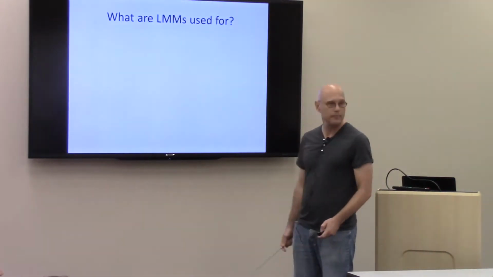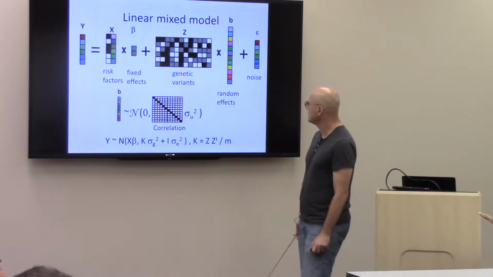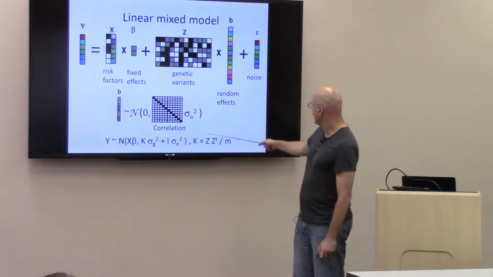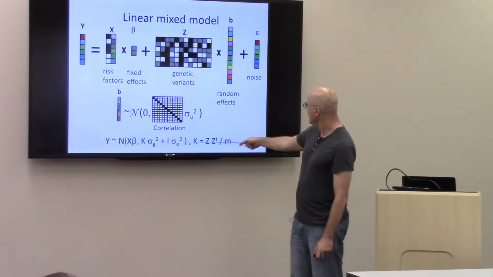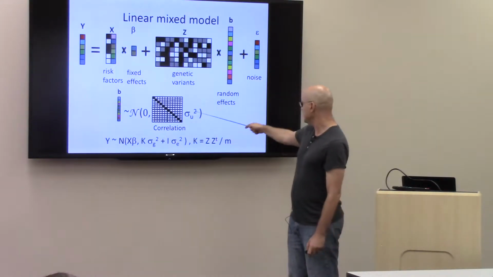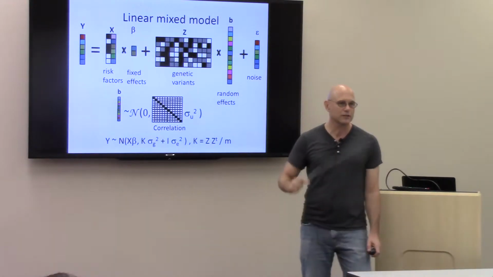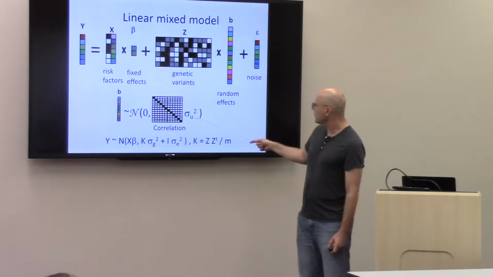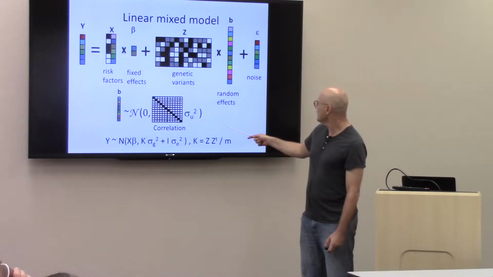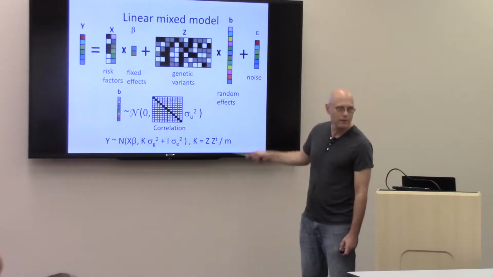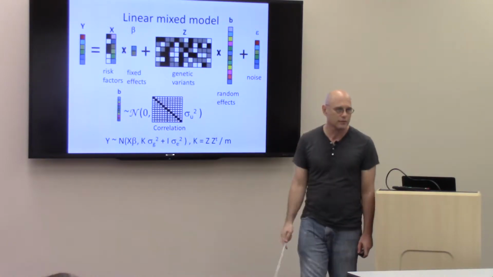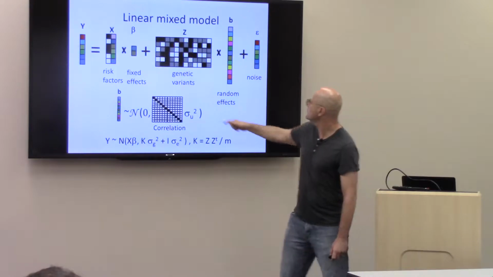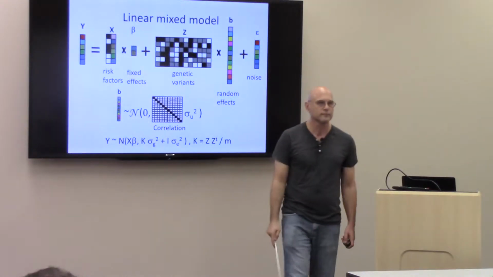Could you go back? Where is the sigma u? Sorry, sigma u. We see that K is ZZ transpose over m, so sigma squared g is m times sigma squared u. Sigma squared g is the overall genetic variance, and sigma squared u is the variance per SNP, so the overall variance is m times that. M is the number of SNPs. This is an m by n matrix, and this is an n vector.